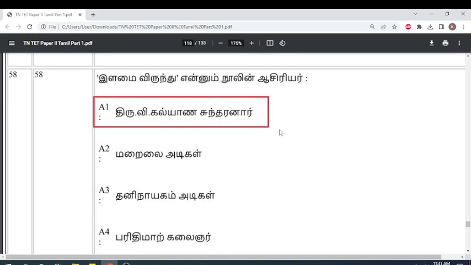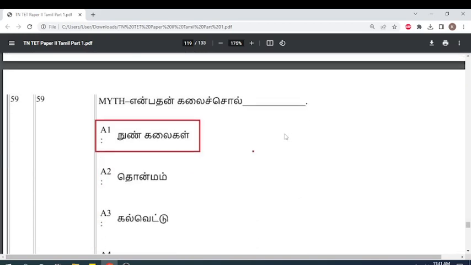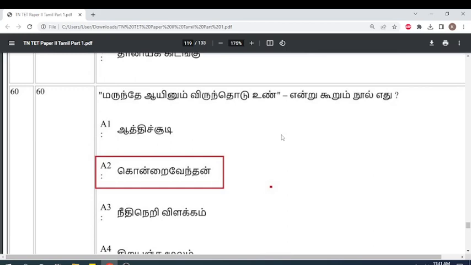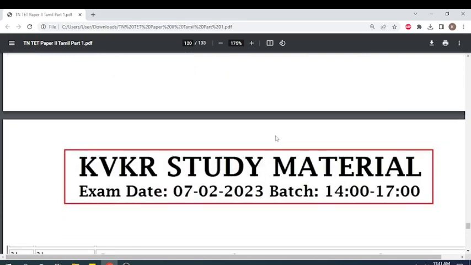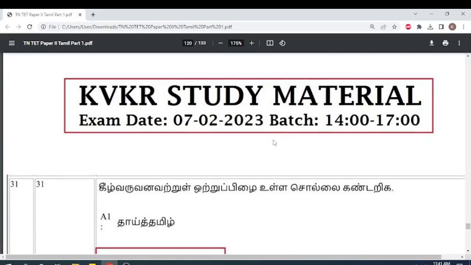58 question or answer A1. 59 question or answer A1. 60 question or answer A2. Next, the 2023 afternoon batch tentative answer key, we will see.